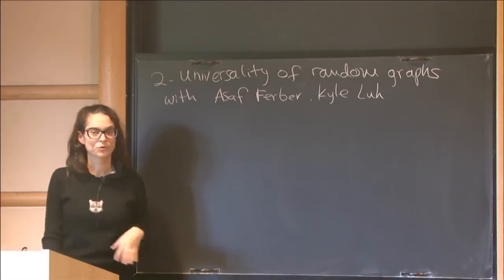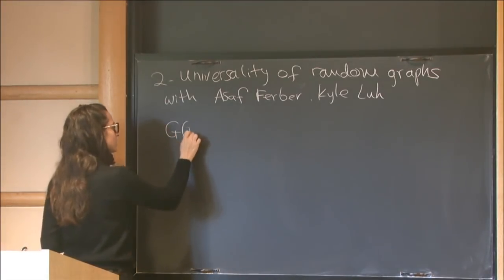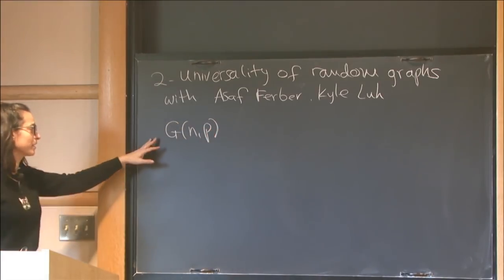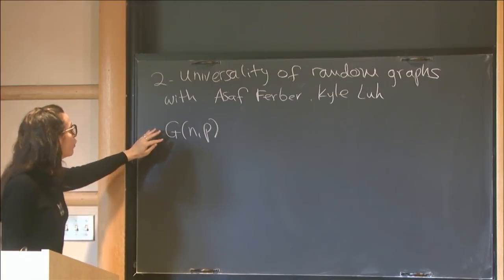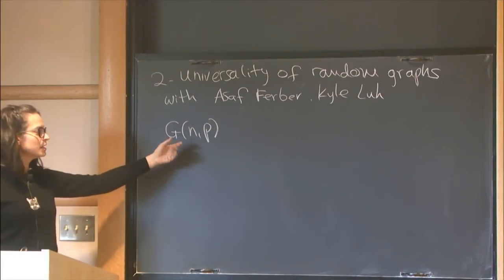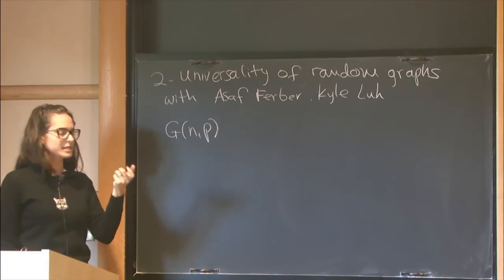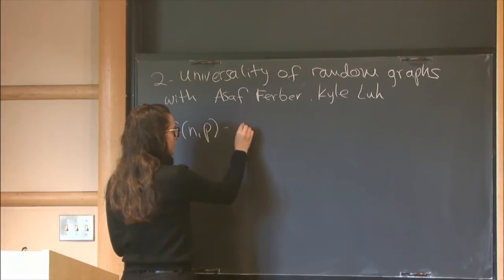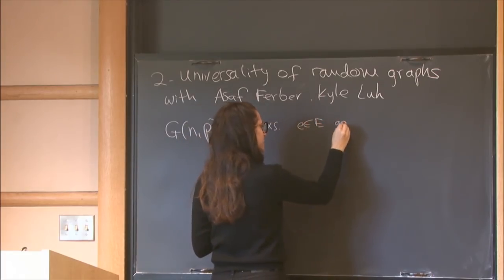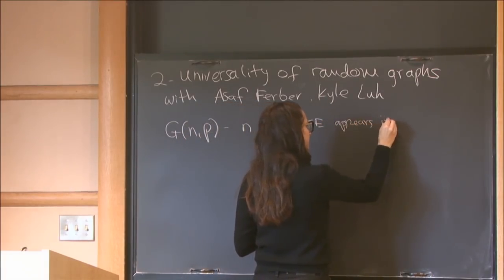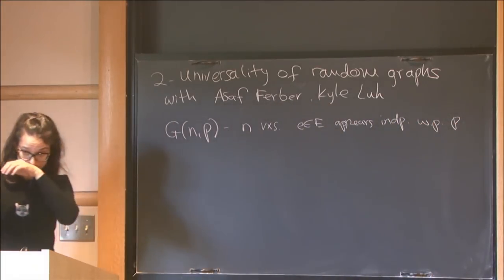We're in the world of random graphs, and more specifically, I'll consider the random graph model G(n,p). I want to think of G(n,p) as a random variable that takes values from the set of all labeled graphs on n vertices, and the distribution is such that each edge appears independently with probability p. And p can depend on n.